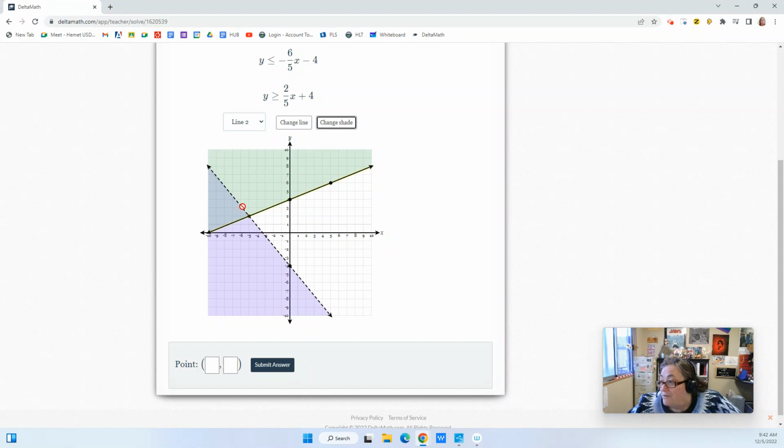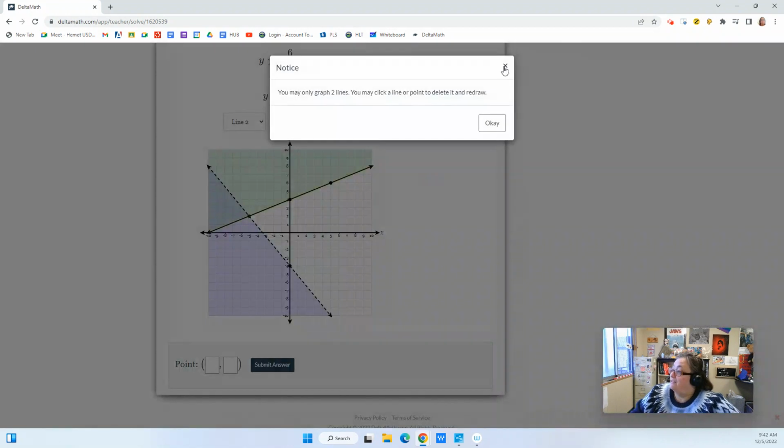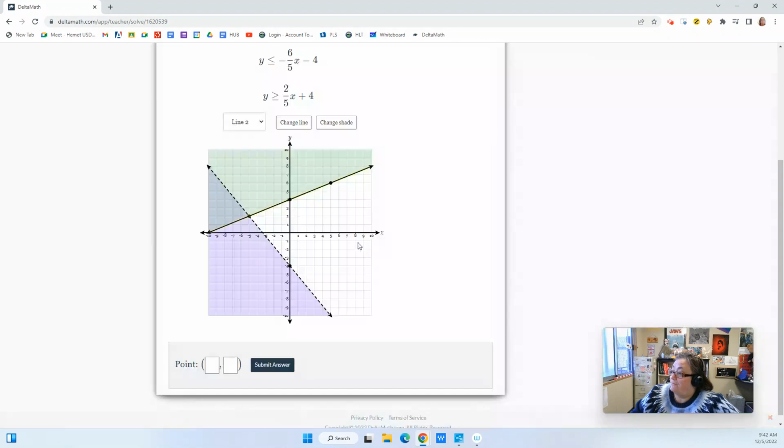I don't know if any of these points are actually on, I can't see where it lies, so we'll just deal with having the shade be wrong for now. And we'll pick some point within. We'll go -8, 2. That'll be our point.